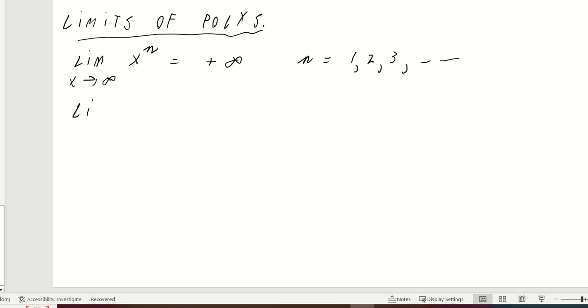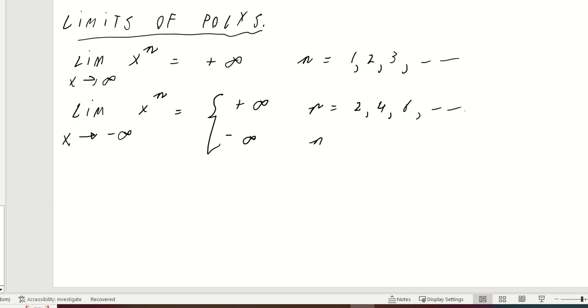So there's another limit, as x tends to negative infinity of x to the power of n. This will have a piecewise result. It will equal plus infinity when n is even, 2, 4, 6, and it will equal negative infinity when n is odd, so when n is equal to 1, 3, 5, etc.